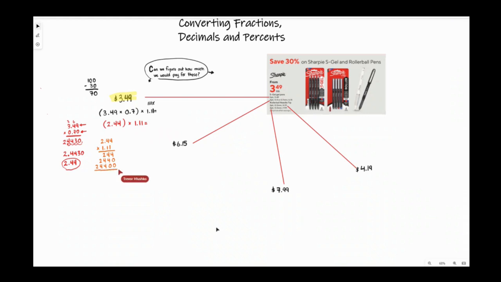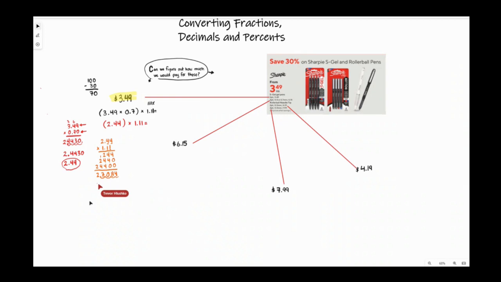Add those all together. 4 plus 0 is 4. 4 plus 4 is 8. 4 plus 4 is 8, plus 2 is 10. 4 plus 2 plus 1 is 7. And then 2. Again, I had 1, 2, 3, 4 decimals there, so I end up with 4 decimals in my final answer. So 1, 2, 3, 4.